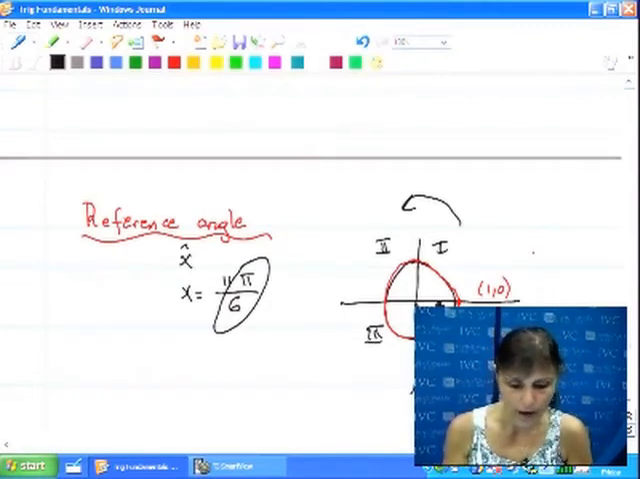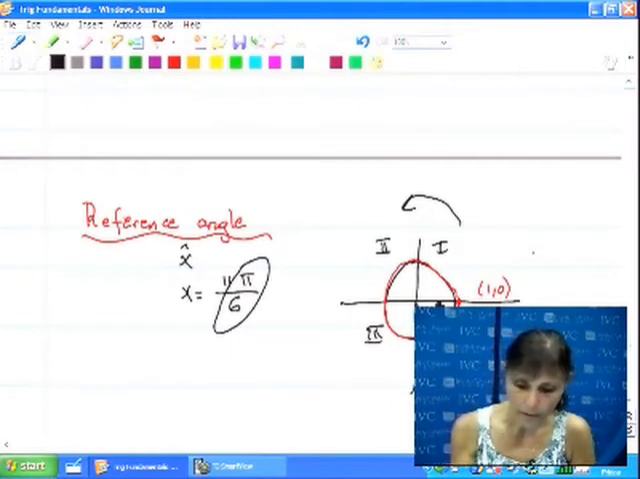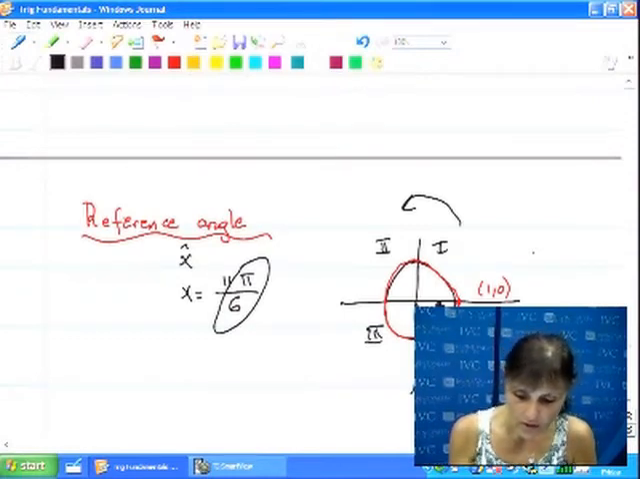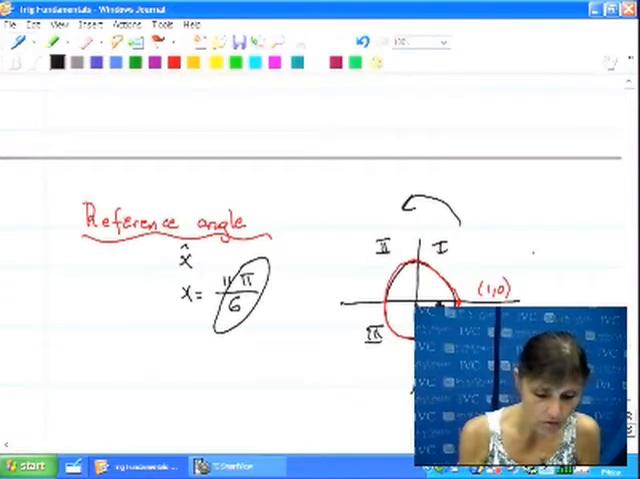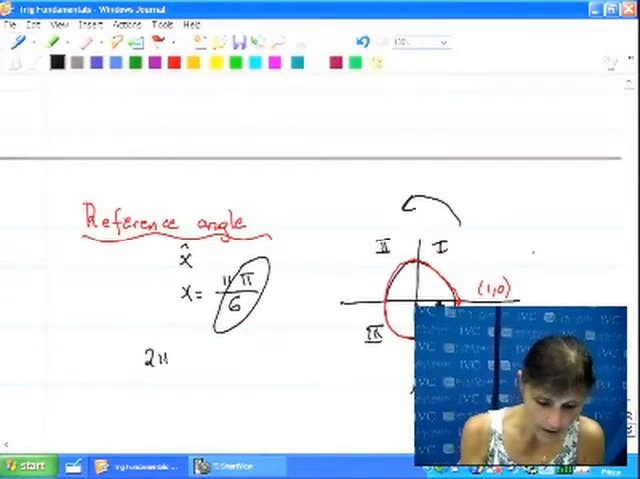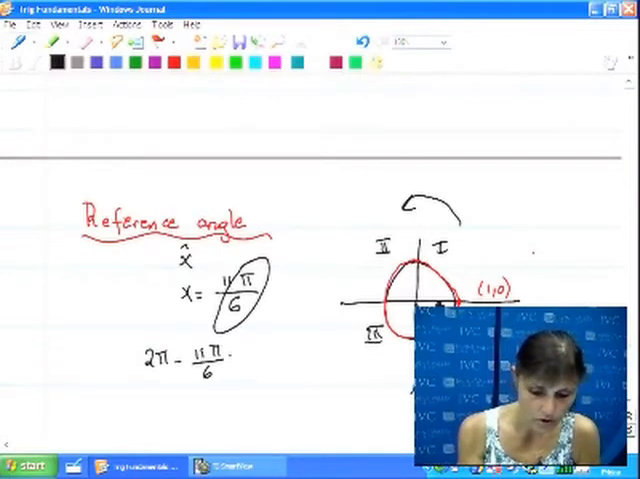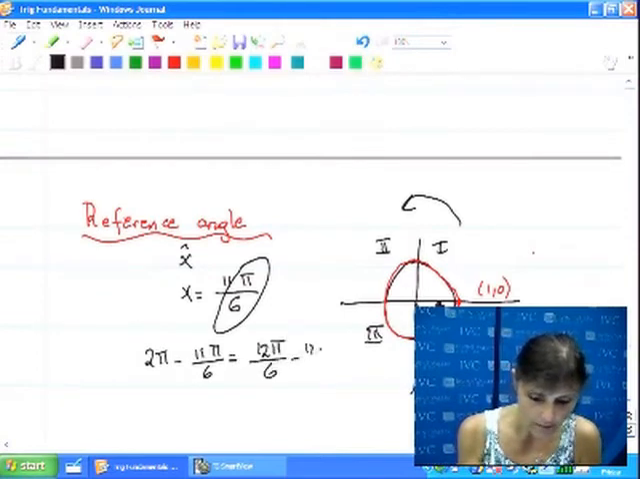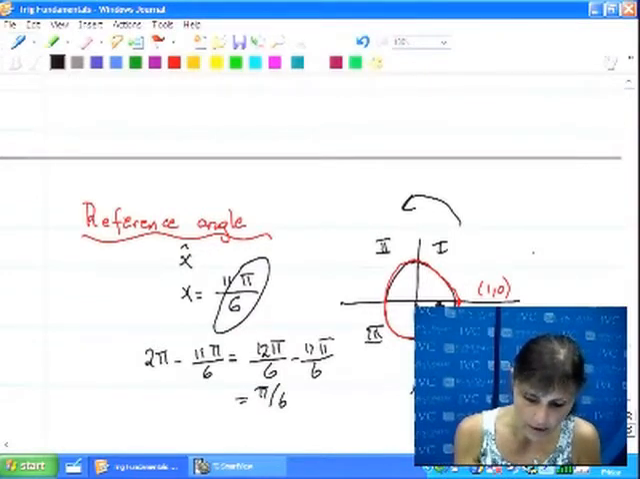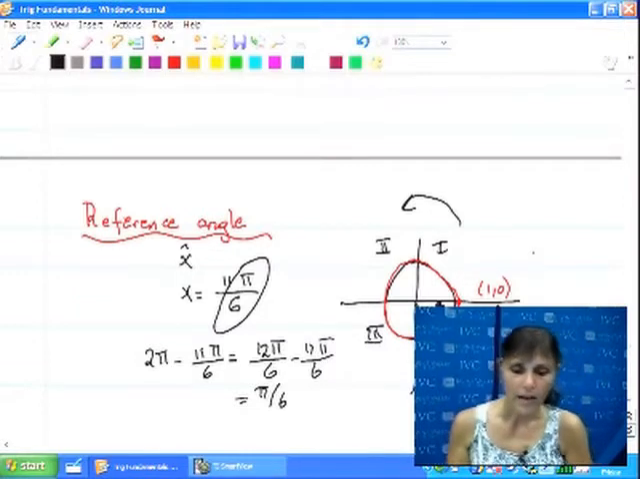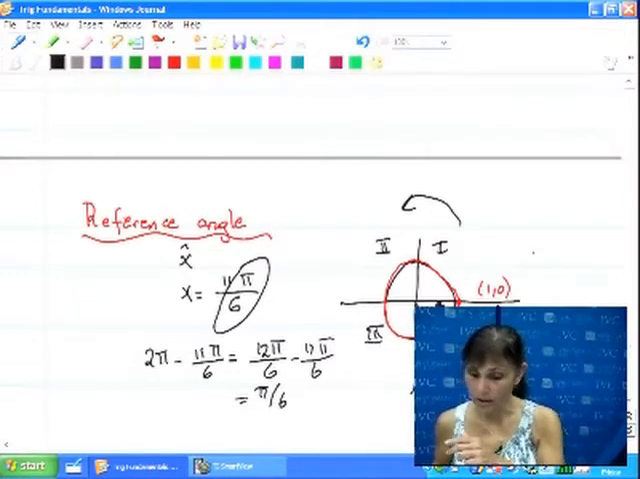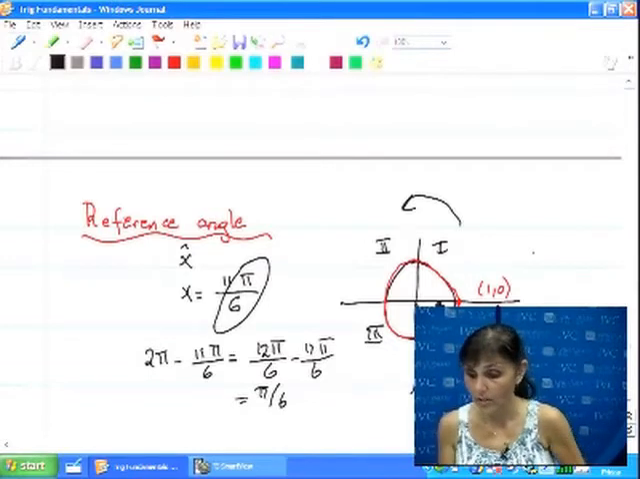Now, how much is that going to be? I know that this is 360 degrees, or 2 pi. And this one is simply 11 pi over 6. So it's going to be 2 pi minus 11 pi over 6. Just put in the same denominator. So you have 12 pi over 6 minus 11 pi over 6, which is pi over 6. So my reference angle is simply pi over 6. Instead of thinking about 11 pi over 6, I can just say it is just pi over 6. This is really nice.